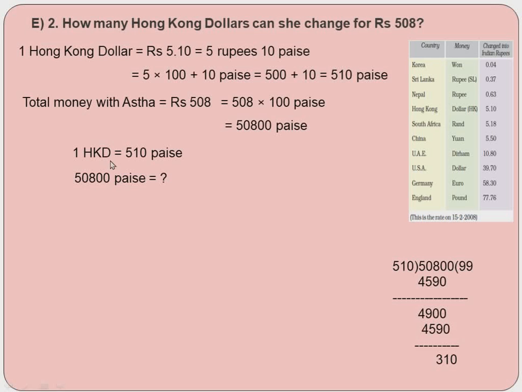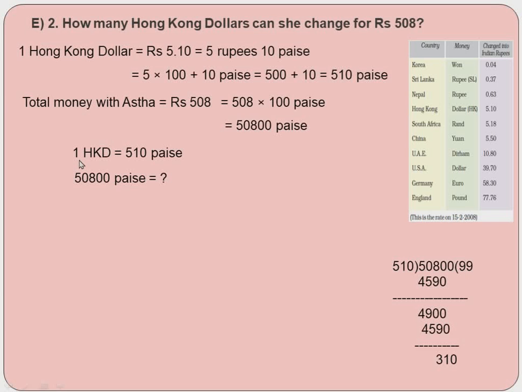If you divide this, you will get it. Yes or no? The same as we did before. 50,800 divided by 510. When I divide it, see here, what did I get? 99, and 310 paisa is remaining. Okay, what is this 99 here?